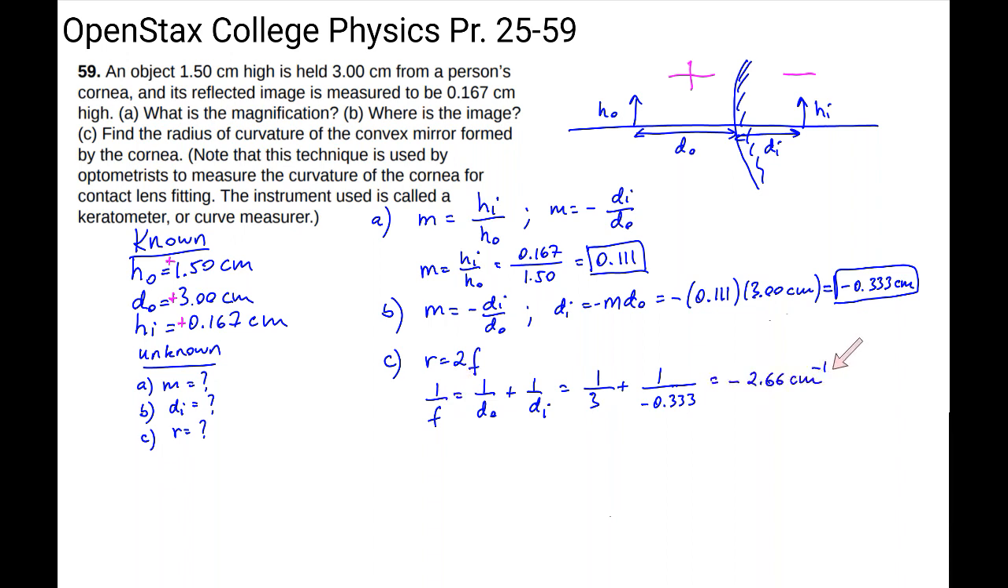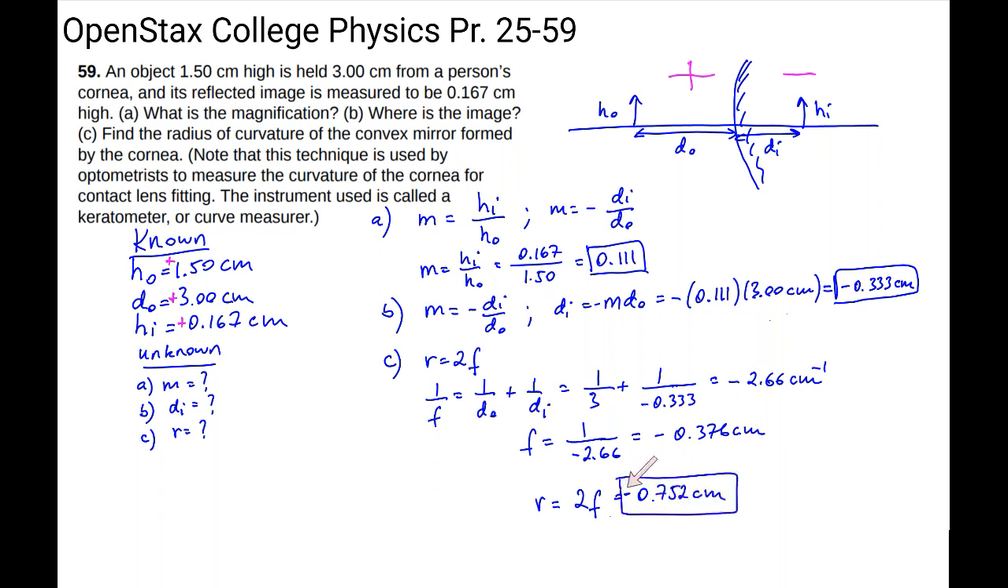So the units for 1 over f are 1 over centimeters, because we started out with centimeters. So we don't want 1 over f, we want f, and that is 1 over negative 2.66. So that's negative 0.376 centimeters. That's also not what we're looking for. We want the radius of curvature. It's 2 times f. And if you plug in the numbers, you get negative 0.752 centimeters.